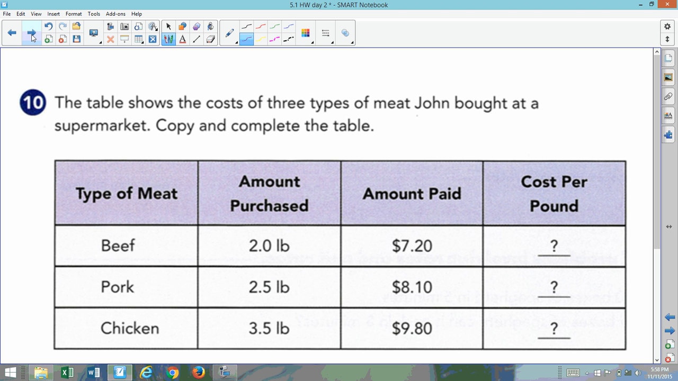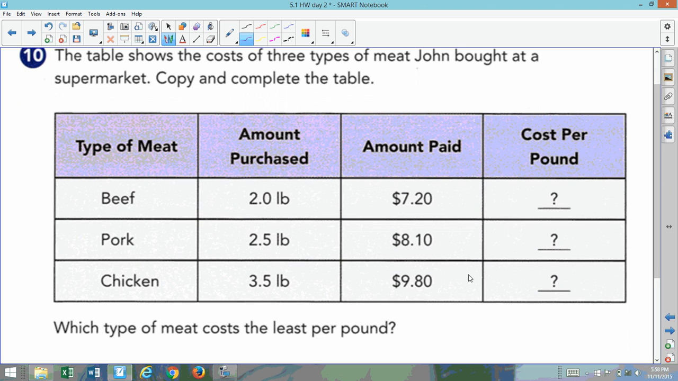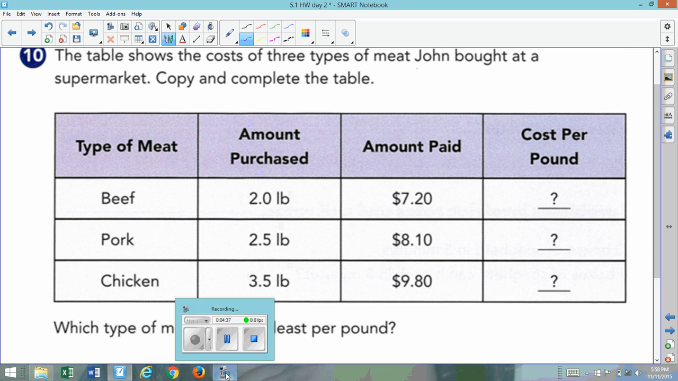Okay, I'm going to end up pausing on this one, but it says the table shows the cost of 3 types of meat John bought at a supermarket. Copy and complete the table. And we're trying to find the cost per pound. What you're going to need to do is divide the amount paid by how many pounds. Okay, I'm going to do some magic here and start the recording after I do the majority of the work.